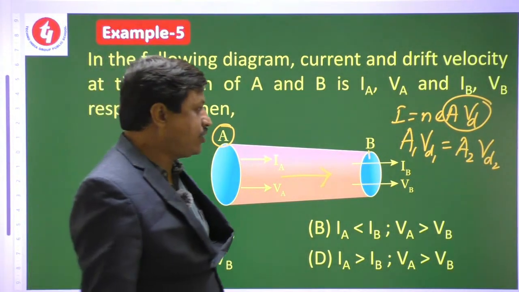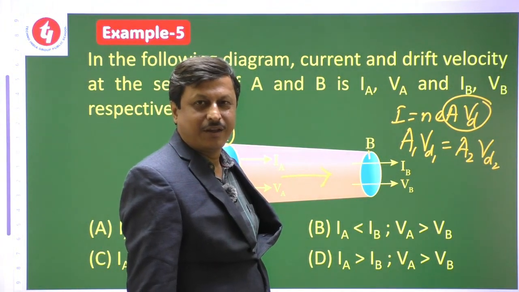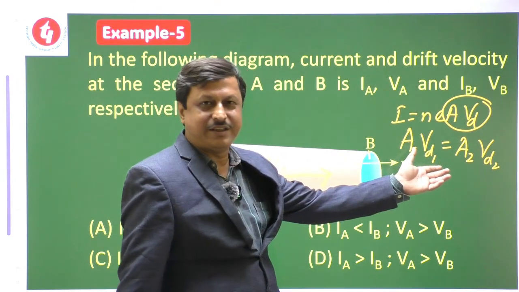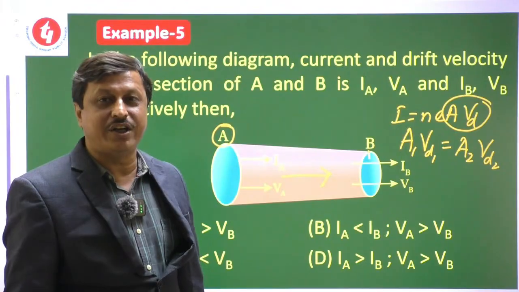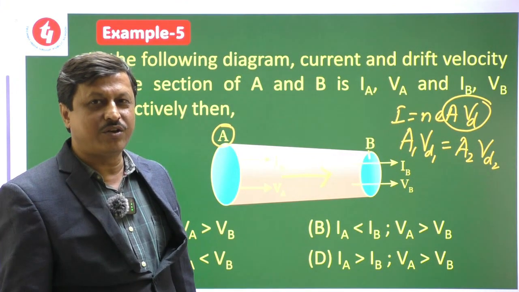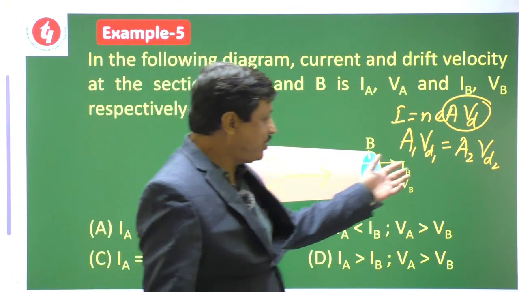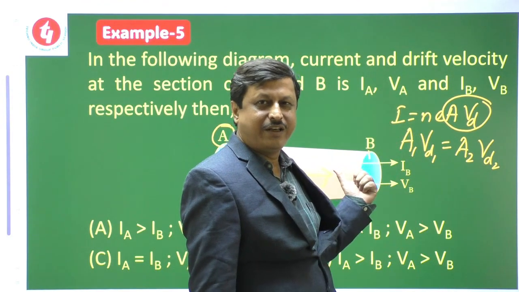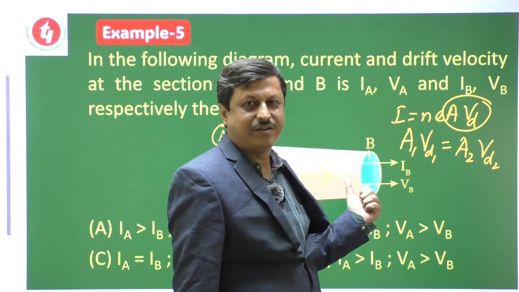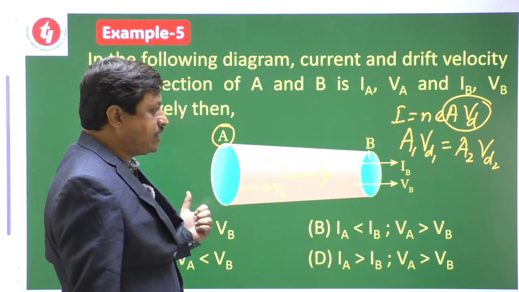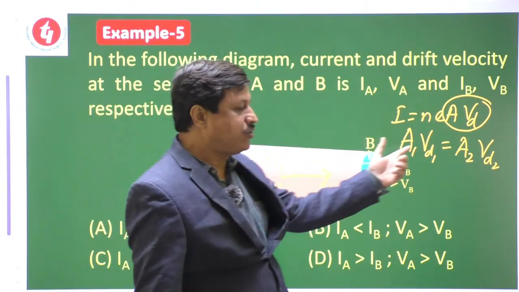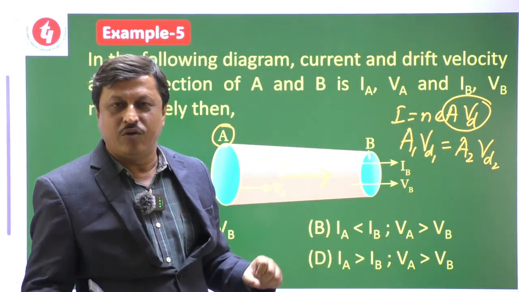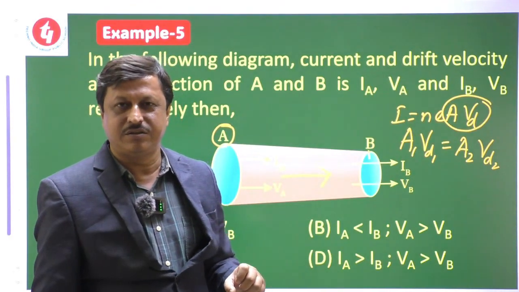A1 V1 equals A2 V2. You already read it, right? In class 11, this is called the equation of continuity. This equation is also justified in this case. The area of cross section is inversely proportional to drift velocity.